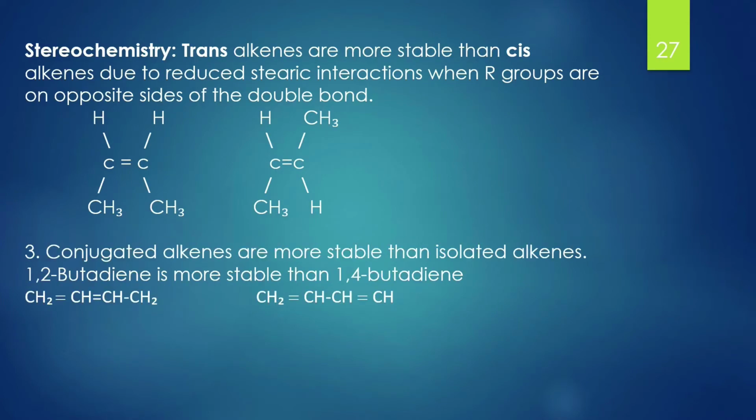The third factor which influences stability is conjugation. Conjugated alkenes are more stable than isolated alkenes, as shown in the example below. 1,3-butadiene is more stable than 1,4-butadiene.